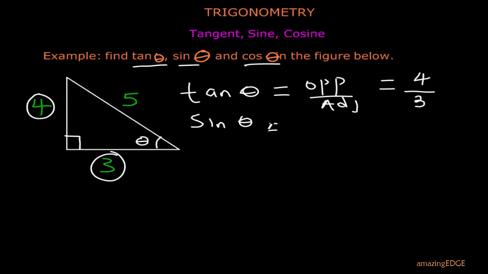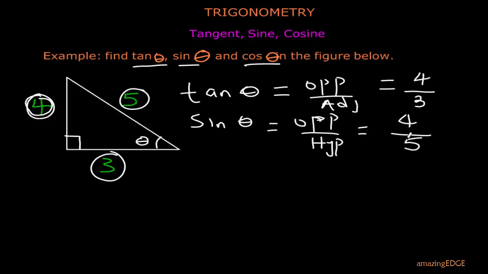Sine theta is opposite over hypotenuse. And here again, the opposite to the angle theta is 4. Then the hypotenuse is the longest side, which is the side facing the right angle, which is 5. So we now have that sine theta is 4/5.